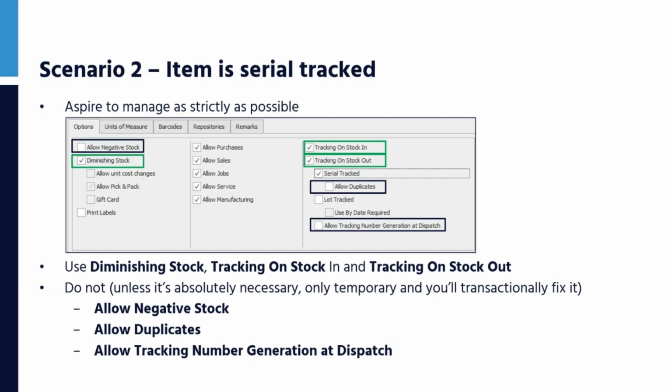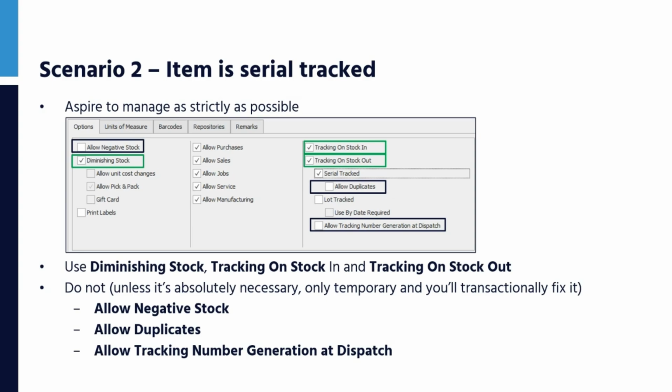You are able to do non-diminishing tracked items, but this is just in the context of a diminishing item. You want to track it in and out. It is possible to do one or the other and not both, but we recommend that you do it both ways, unless there's a very good reason not to. Obviously, if you're assigning serial numbers on the way out the door for something that didn't have a serial number on the way in, that's an exception.